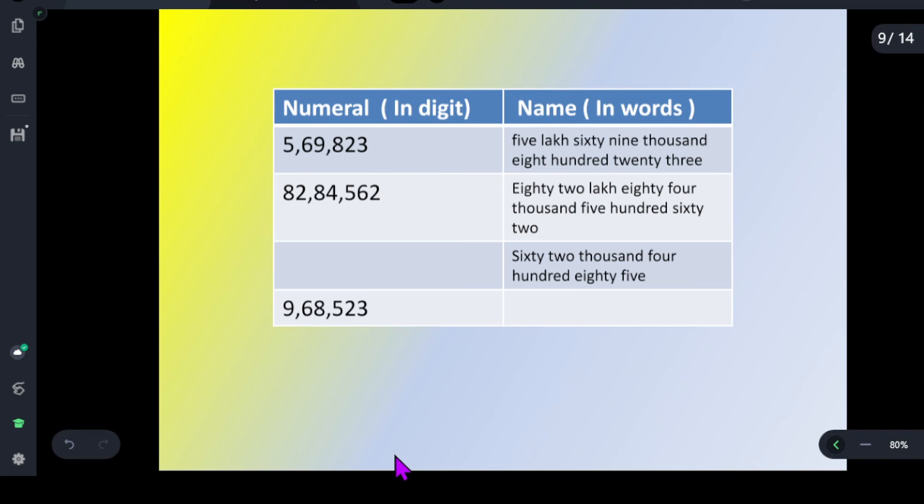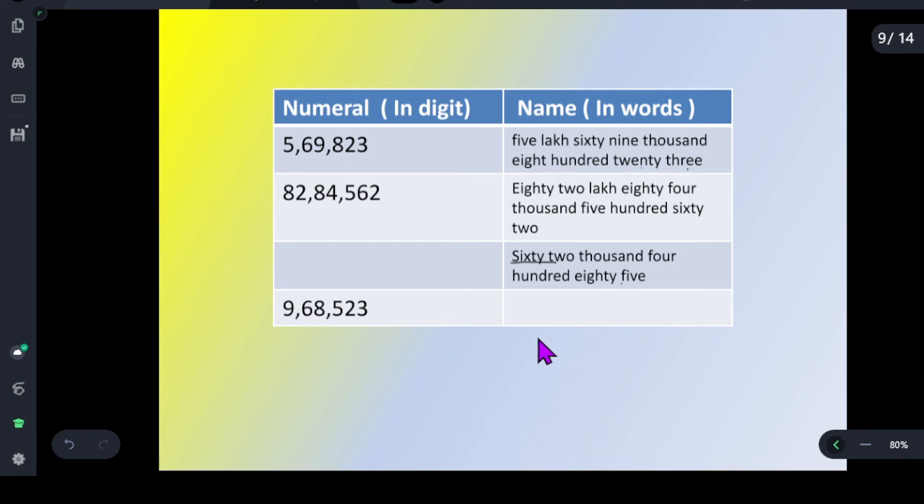We will see some examples. Here is 5,69,823. How will you write this number? You have to write it in words.